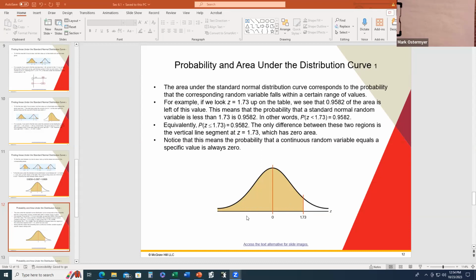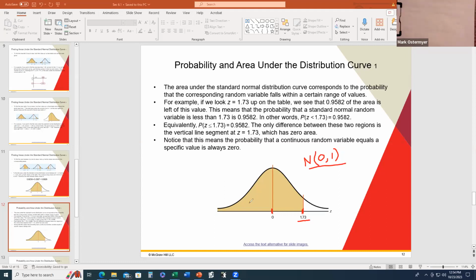Notice because our z-value is 1.73, that means that we are 1.73 standard deviations above the mean. And because the mean is 0, this is our standard normal distribution. This is our normal distribution where the mean is 0 and the standard deviation is 1. That's your standard normal distribution.